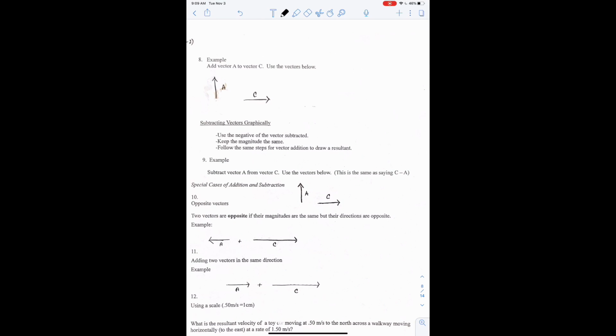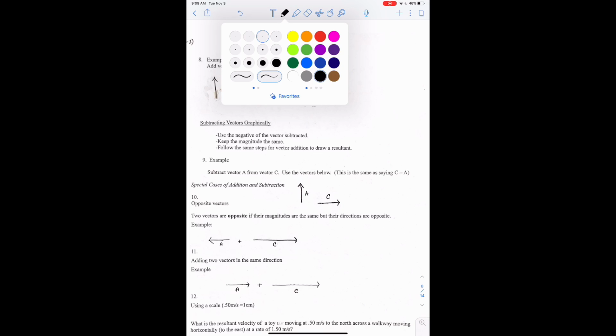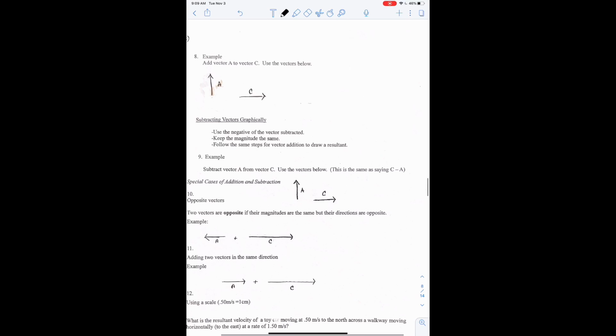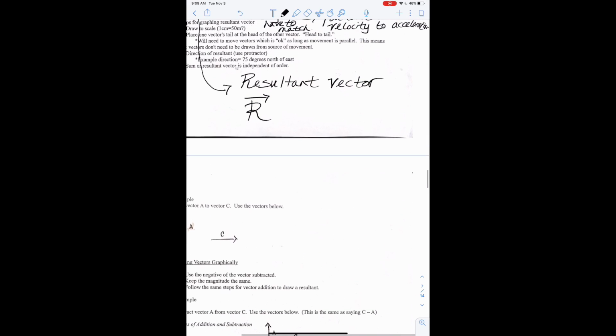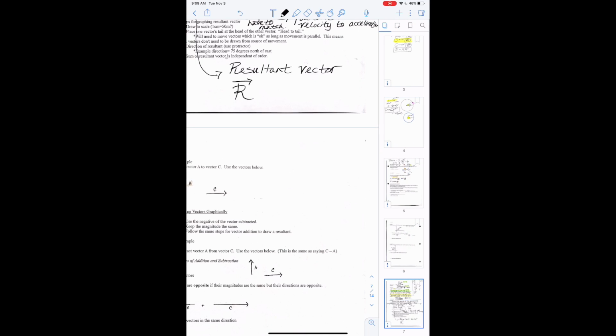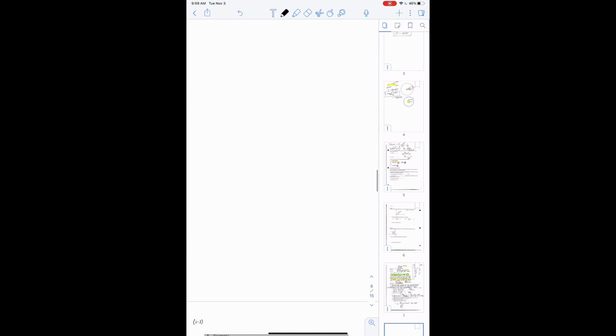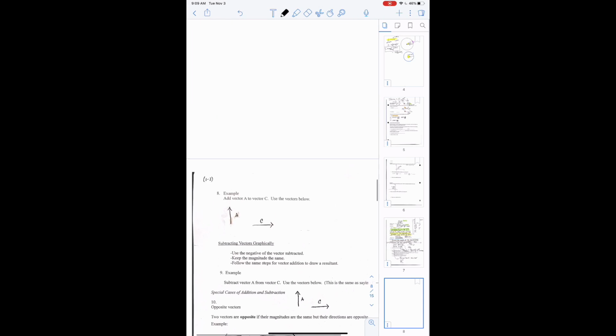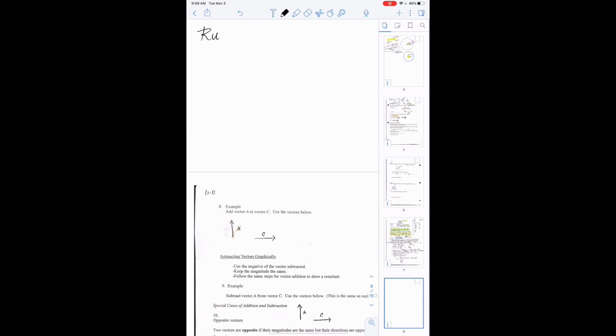Example for number 8, add vector A to vector C. Use the vectors below. Now, when you add vectors, you can pick them up and move them however you like. And when we add vectors, we add them head to tail. I'm going to get another page here because I want a little more room to explain this. So when I have two vectors, let me just write this up here. Rules for adding vectors.